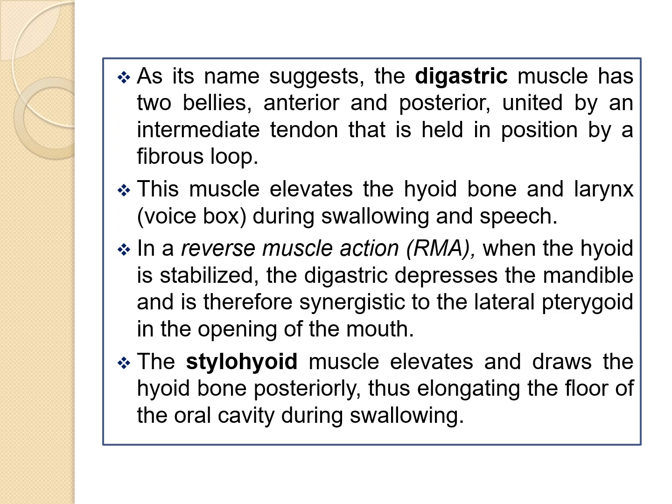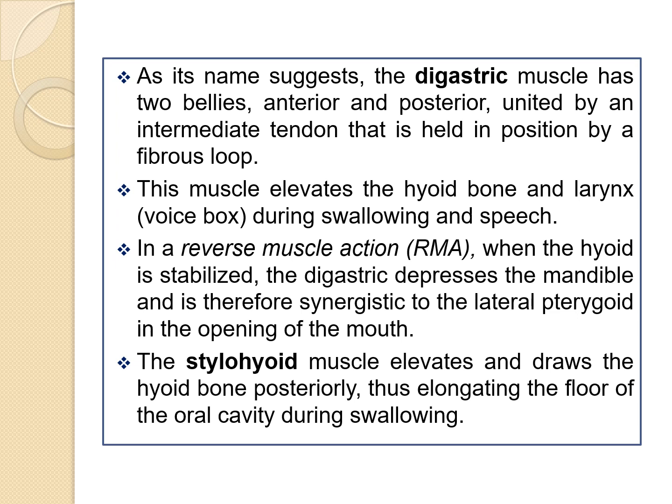tendon that is held in position by a fibrous loop. This muscle elevates the hyoid bone and larynx during swallowing and speech. In a reverse muscle action, RMA, when the hyoid is stabilized, the digastric depresses the mandible and is therefore synergistic to the lateral pterygoid in opening of the mouth.